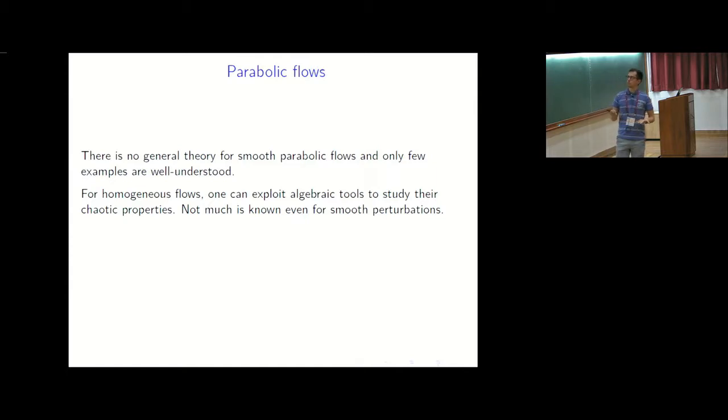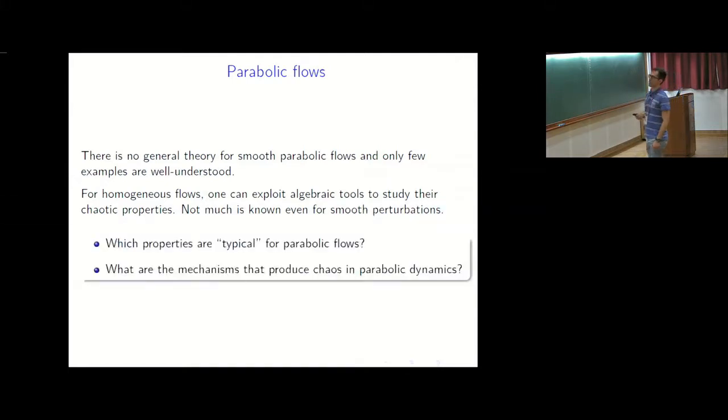So one reason to study smooth perturbations of these homogeneous flows is to answer two natural questions. Which properties are typical for a smooth parabolic flow? For typical parabolic flows, what are the ergodic properties? And on the other hand, can we identify some mechanisms that are responsible for chaotic properties of parabolic flows that are, in some sense, robust to smooth perturbations?